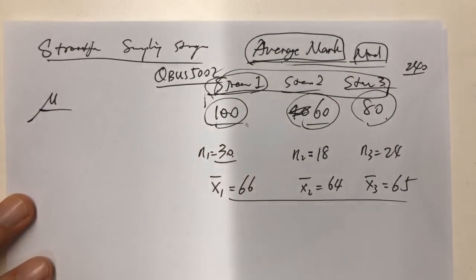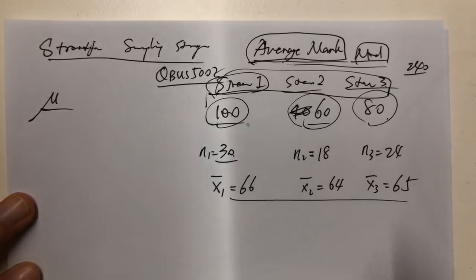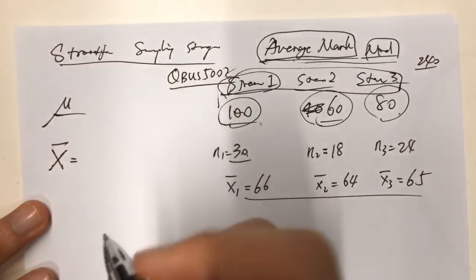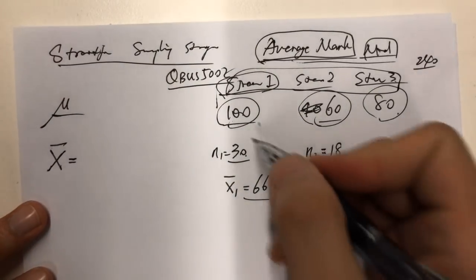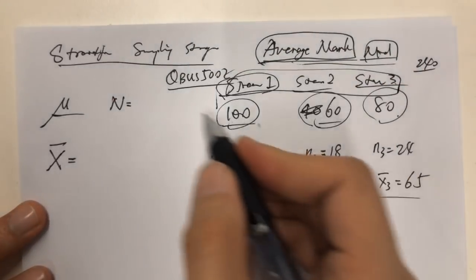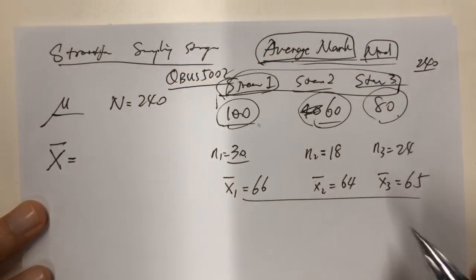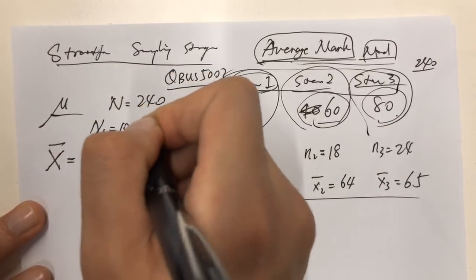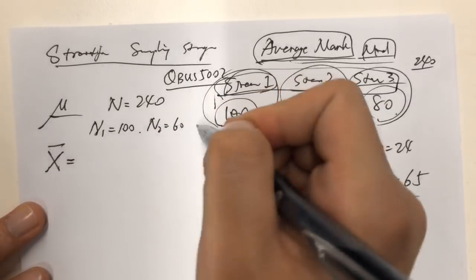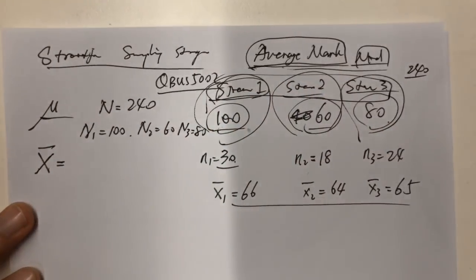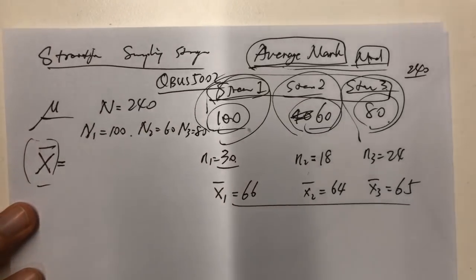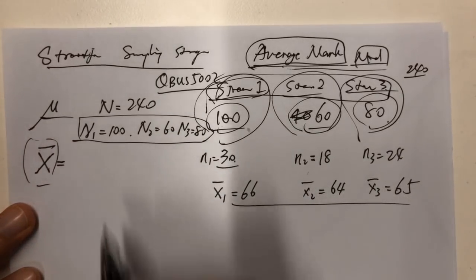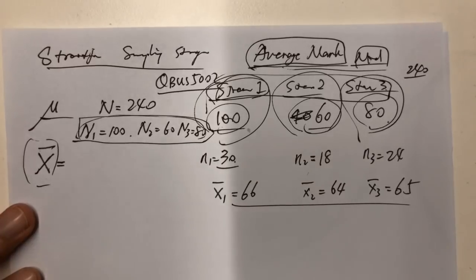In order to estimate this grand mean mu, what we need to do is calculate a grand X bar. So how can we apply this? The whole population size here is 240, and we break it down into three populations: N1 is 100, N2 is 60, N3 is 80. The overall X bar is simply the weighted average of all of those.